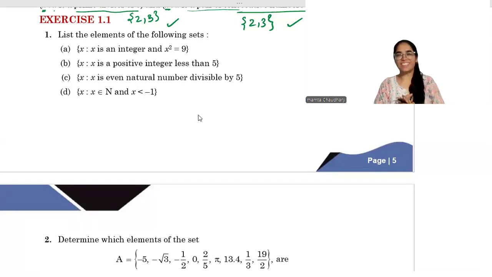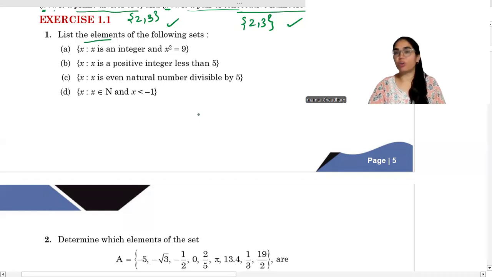Hello everyone. Today we will start exercise 1.1. Till the last video, we have seen what sets are, the definition of sets, and finite and infinite sets. Now we will do exercise 1.1. Here, list the elements of the following sets. We have to write the elements.